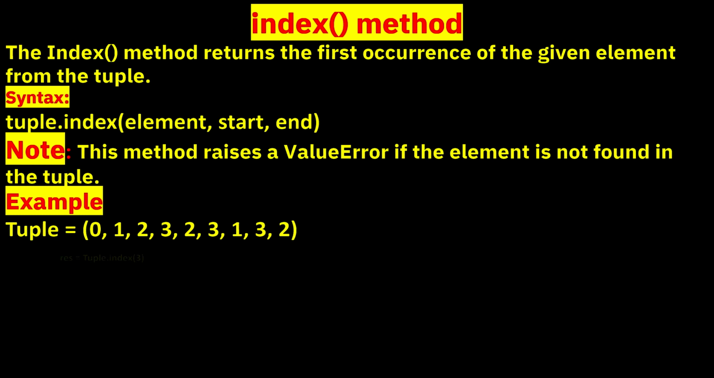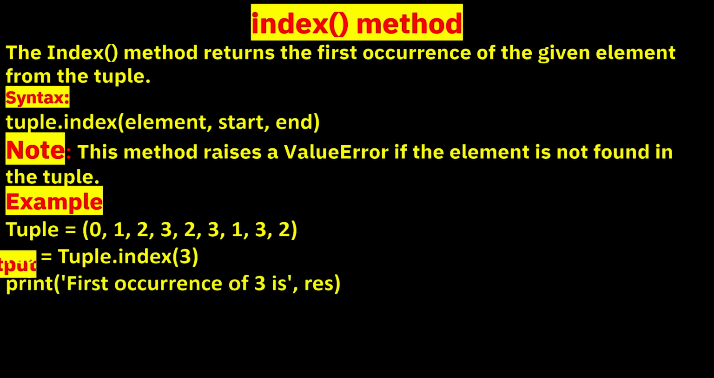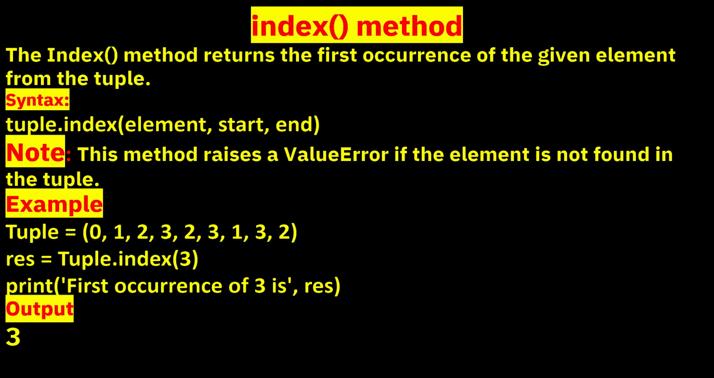Example. tuple = (0, 1, 2, 3, 2, 3, 1, 3, 2). res = tuple.index(3). print("first occurrence of 3 is", res). Output. 3.